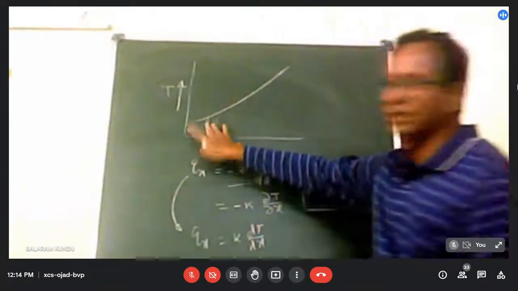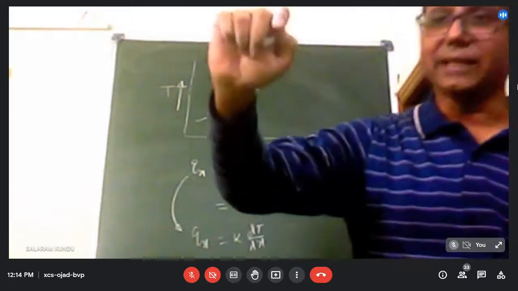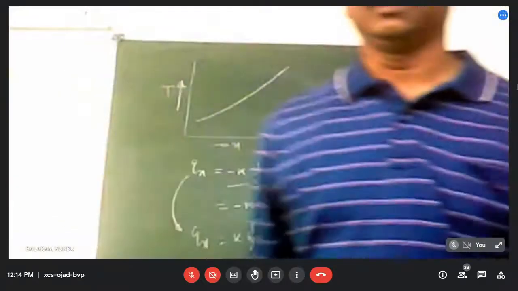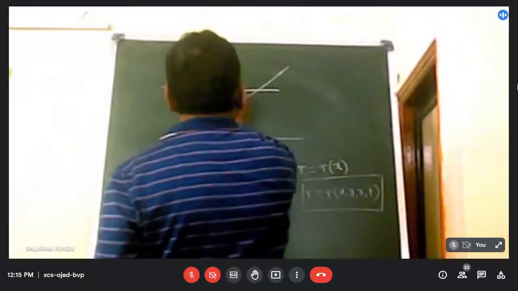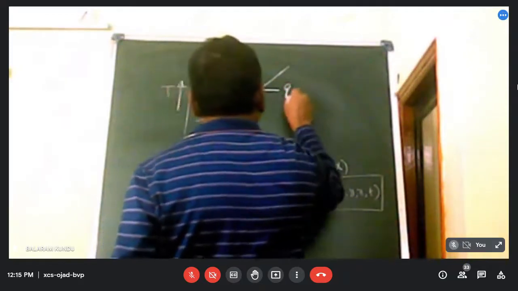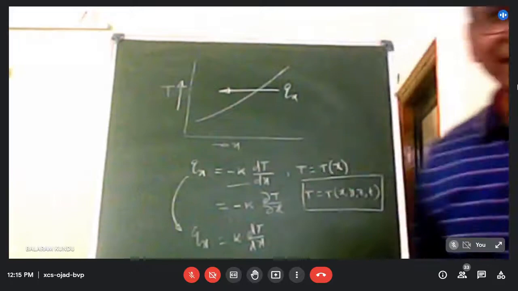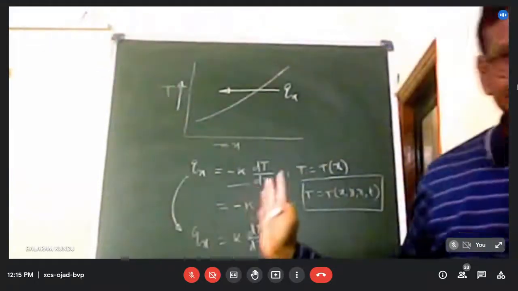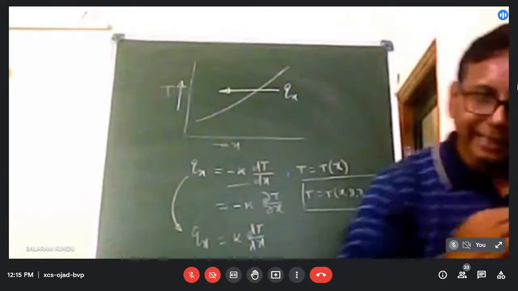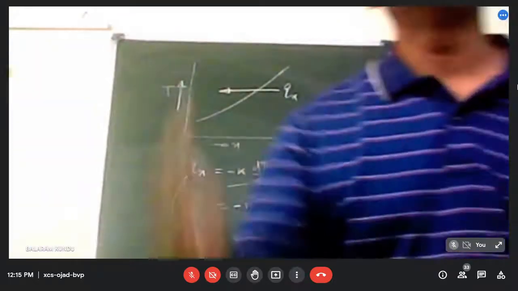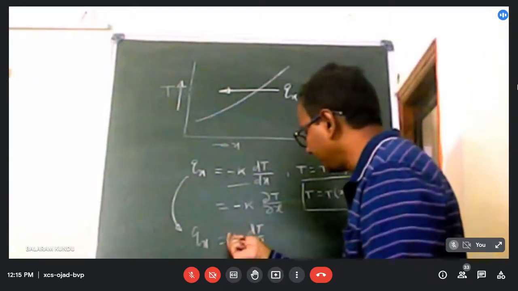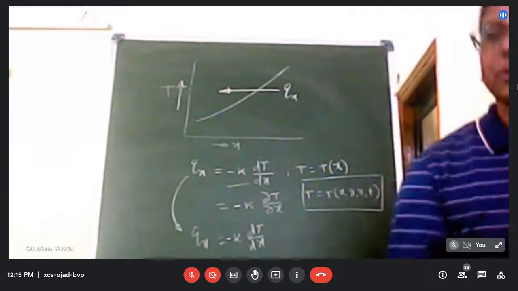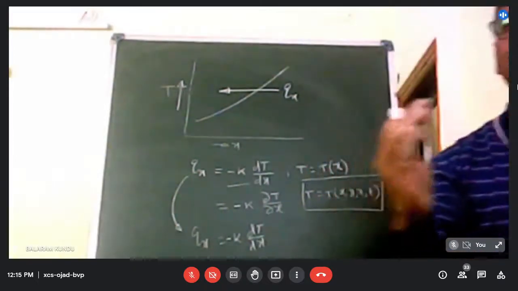Logic here, you try to understand. In the previous case, qx, that is heat flux, was acting in the positive x direction. In this case, qx is acting in the negative x direction. To differentiate this, we should put the negative sign here. So that means if we apply Fourier's law of heat conduction, we should consider the negative sign.